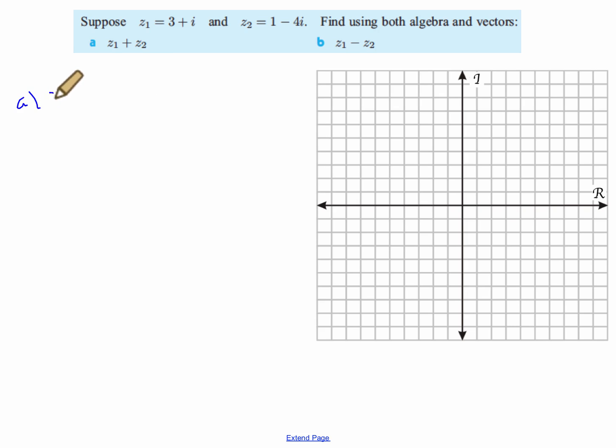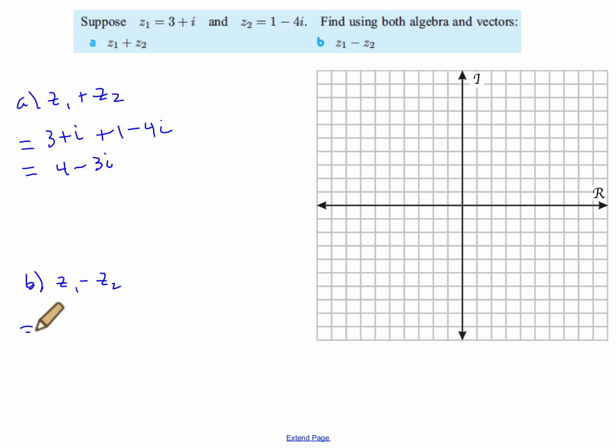For part A, Z1 plus Z2, we should already know how to do this. This is 3 plus i plus 1 minus 4i. We add our real and our imaginary parts, which gives 4 minus 3i. Then for part B, Z1 minus Z2 is 3 plus i, and make sure you subtract the whole thing, minus (1 minus 4i). So 3 minus 1 is 2, and then i minus a negative 4i is i plus 4i, or 5i.